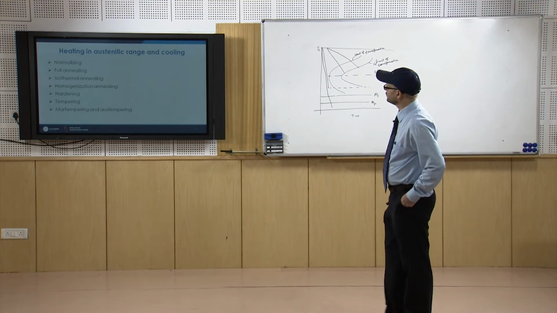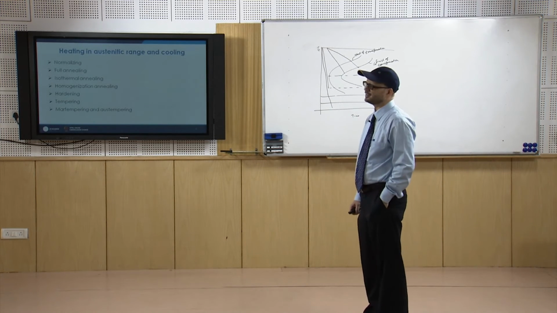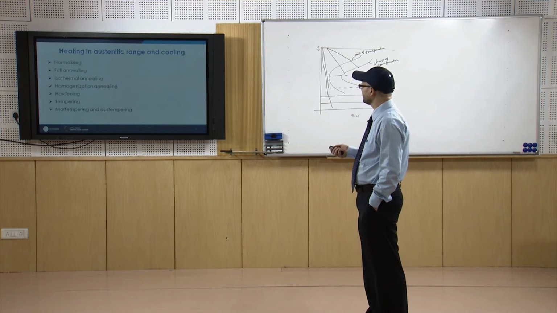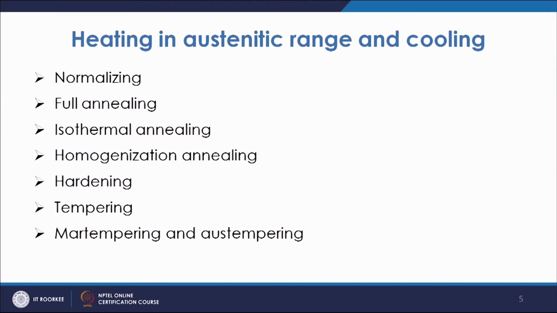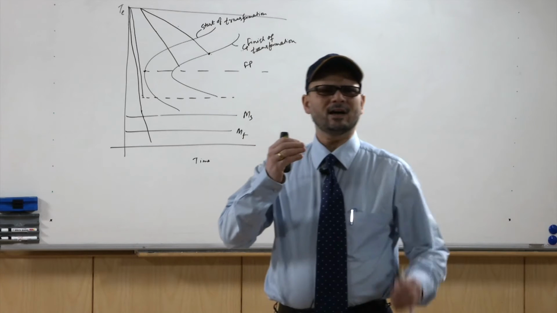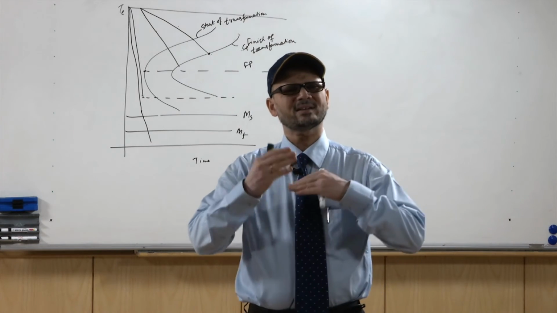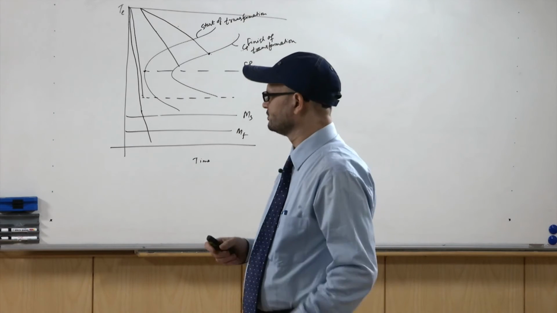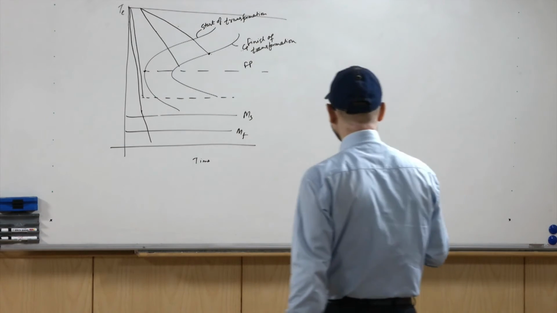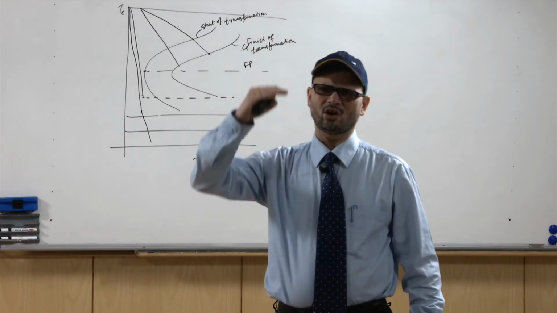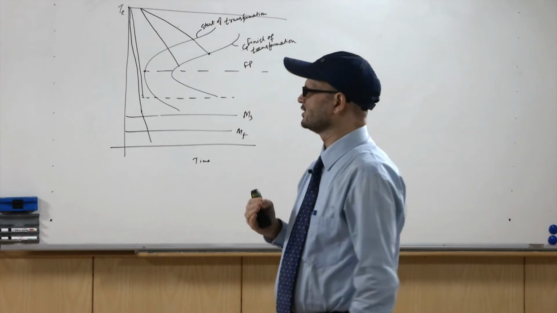Now, we should discuss certain types of processes which involve heating in the austenitic range and then further cooling. As we have seen, the TTT curve shows what kind of phases are formed in what case. So, these processes are based on heating the material in the austenitic range and then further cooling.